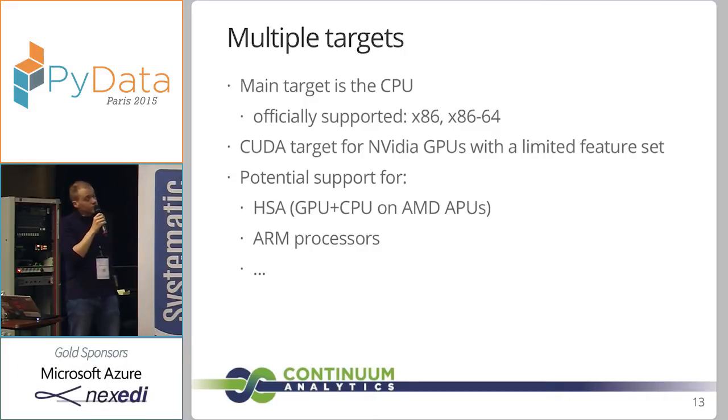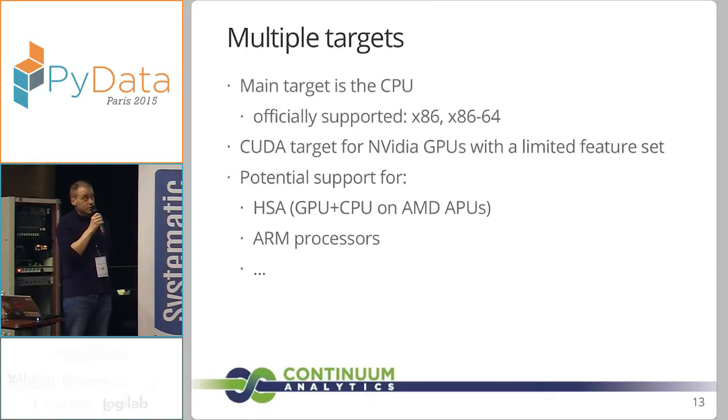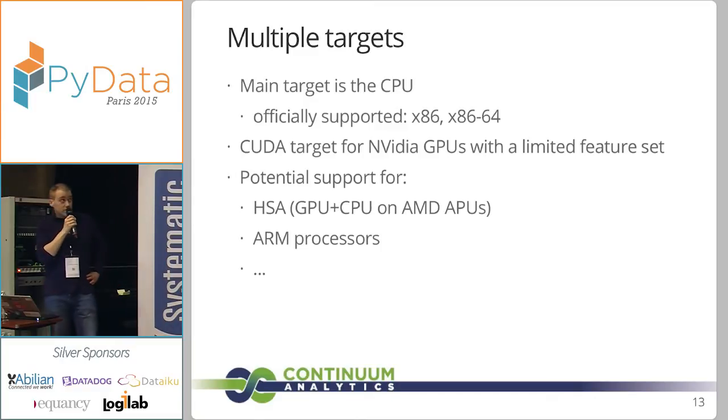And of course, there's potential support for other architectures. There may be support one day for HSA, which is AMD's architecture to ship code on both the GPU and the CPU. It means heterogeneous system architecture. We will probably want to have support one day for ARM processors, since they are quite fashionable.